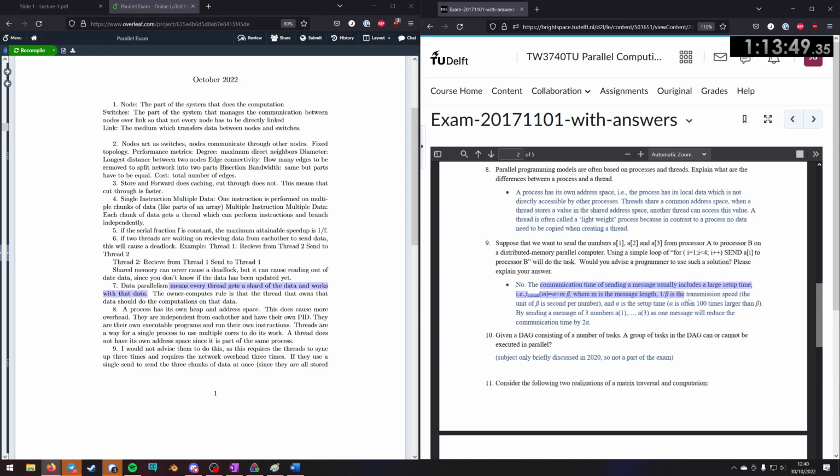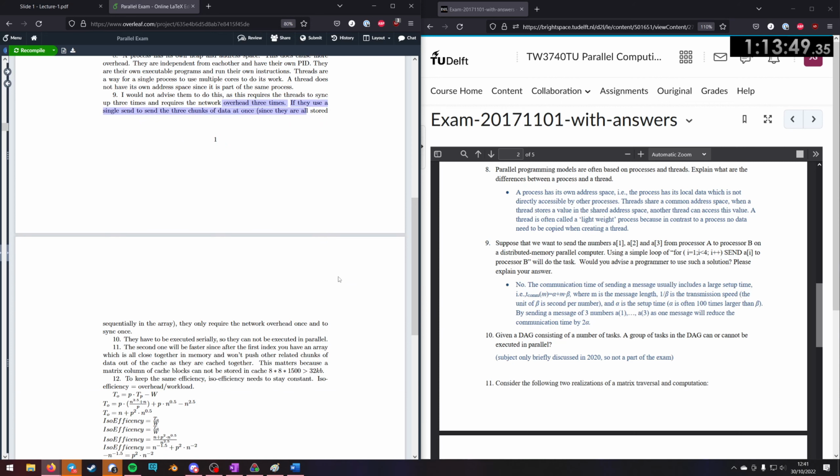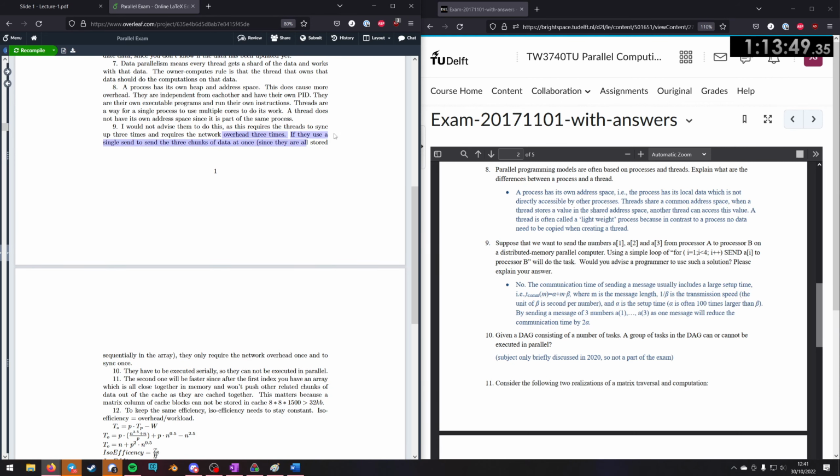Yeah, communication time. They're going more in depth, but indeed, like I said, the setup time, which I call network time here, you would need to do all that 3 times. Although I did say sync, and not really. The sending doesn't need syncing if you have an internal buffer, which I forgot about during this exam. Well, we did say by sending a message of 3 numbers as one message. I remember we did say that.